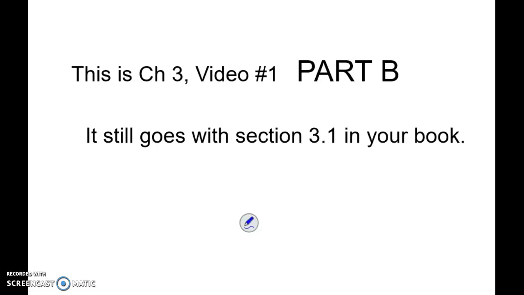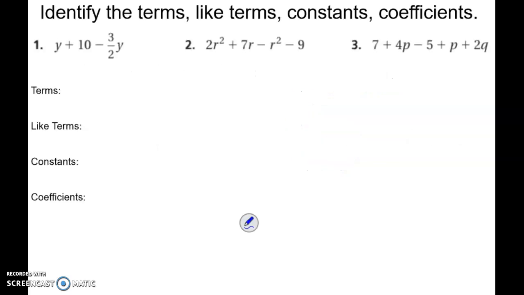Okay, this is still section 3.1, video 1 for chapter 3, but this is part B, so it just continues on the back side of your note sheet. Okay, so let's keep going. In the first video, we talked about a lot of vocab terms, like terms, constants, coefficients. So I wanted to go back to those and give you some examples.